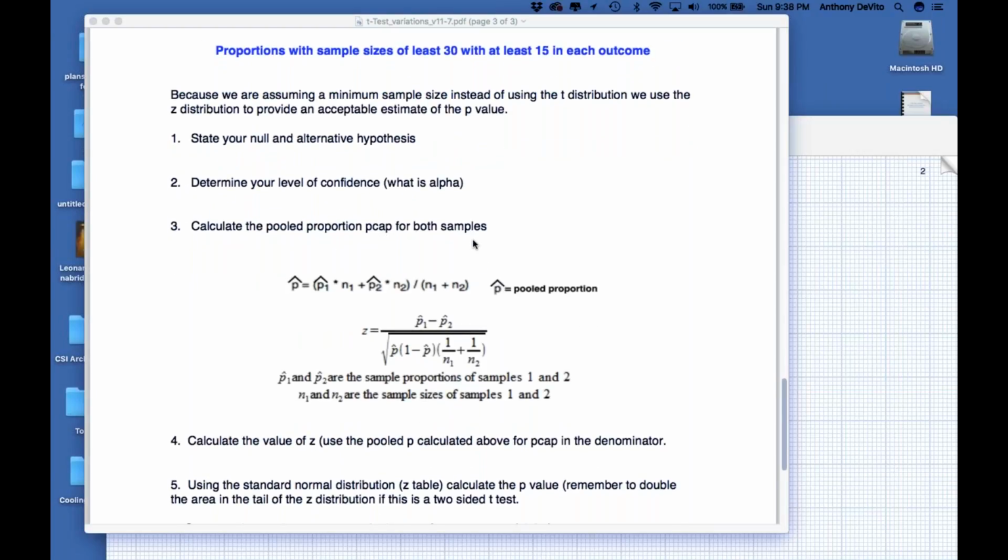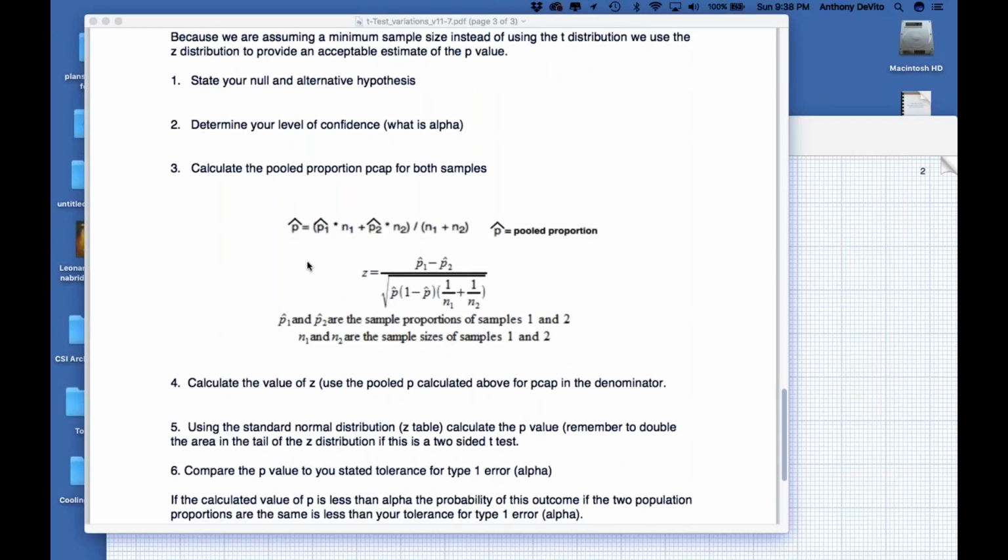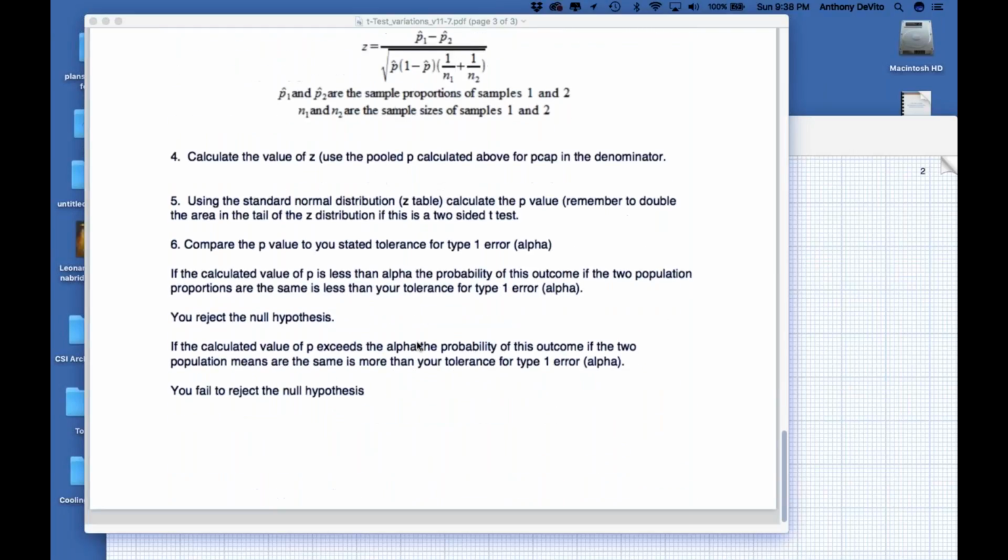Now, how do we calculate that? This is the formula that we would use for doing that. First, we'd calculate a pooled proportion for the two groups, and then we would solve this formula for the z-score for the two groups to determine how far apart they are and what the probability would be of us being wrong if we reject the null hypothesis. So this is the formula we would use for two proportions.